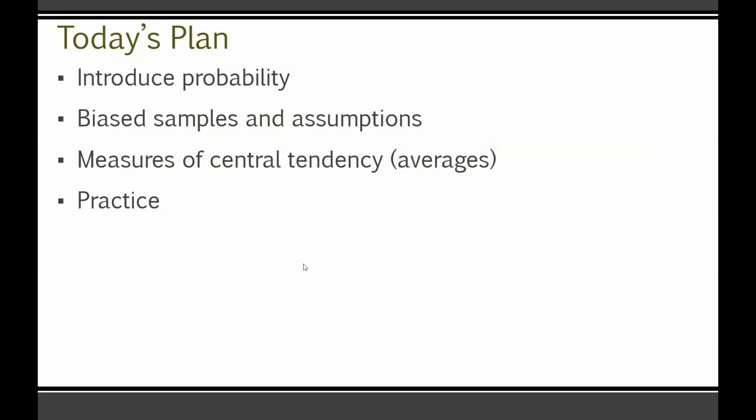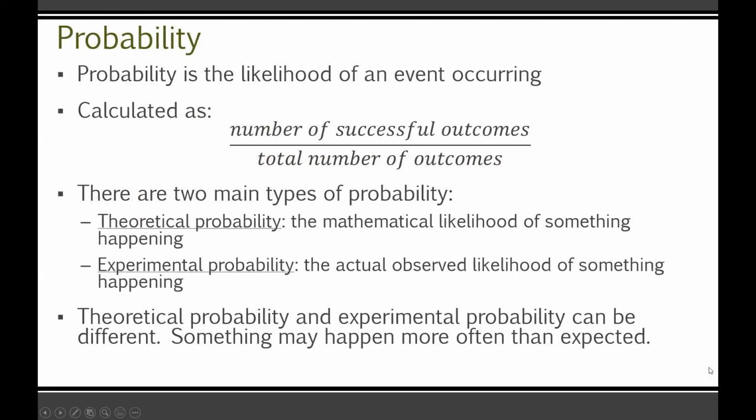Anyway, let's get rolling. So first things first, probability is the likelihood of an event occurring. So this is going to be the main focus for the beginning of today. Probability is just calculated in its basic form as the number of successful outcomes divided by the total number of outcomes. So in other words, if you were to look at the probability of something happening, you'd look at the number of times that that happens out of the total number of times that could have happened in the first place.